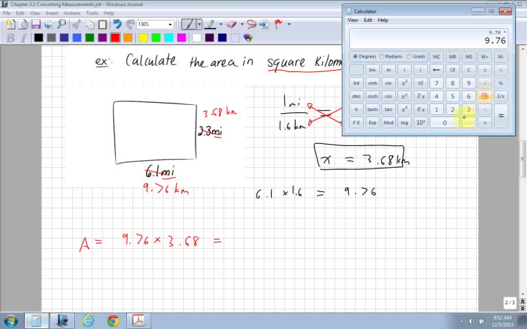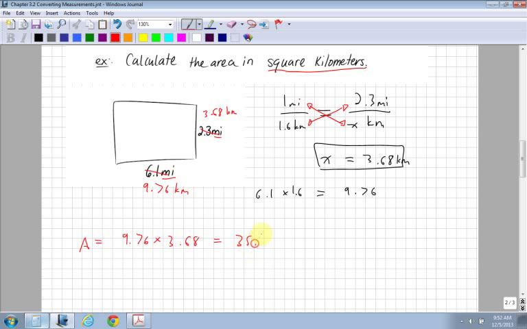So I have 9.76 times 3.68, which is 35.92. And my form of measurement is kilometers squared because I'm dealing with area. And that's it. I recommend converting the forms of measurement first before you do the area.